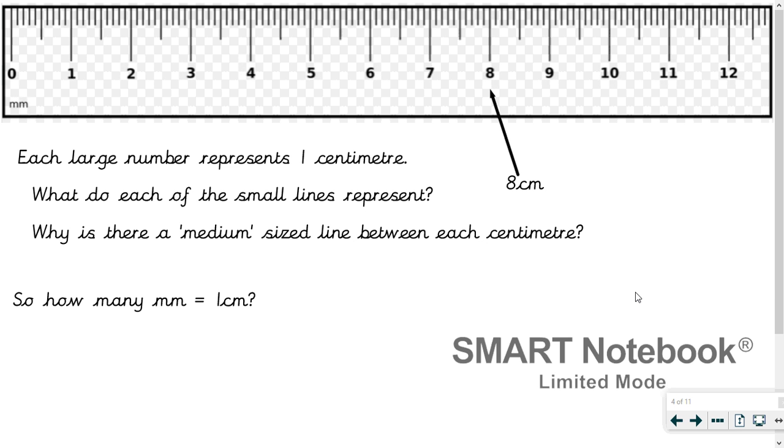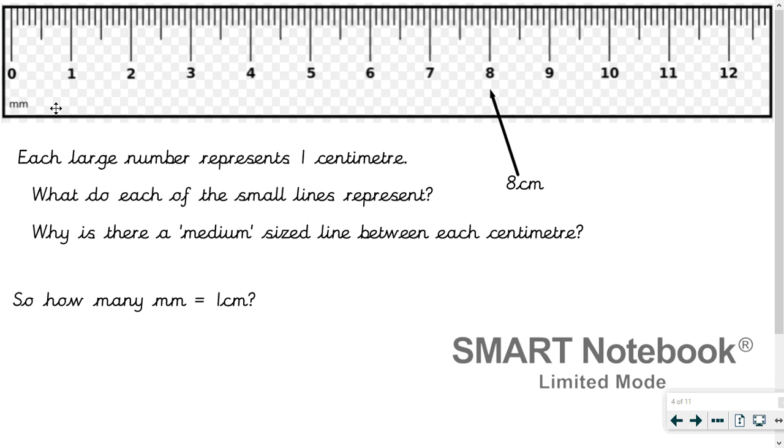Each large number on that ruler represents 1 centimetre. So 1 centimetre, 2 centimetres, 3 centimetres, 4 centimetres, and here I've labelled 8 centimetres. So those big numbers are equivalent to a centimetre. What then would each of the small lines represent? So have a think, see if you can remember. There's even a clue down here with the mm.